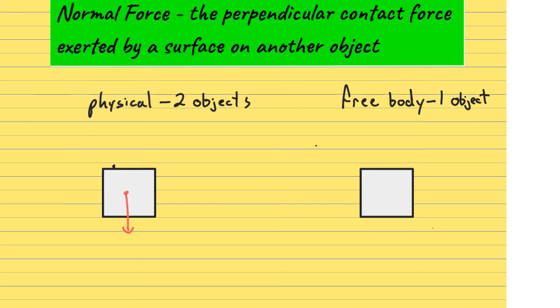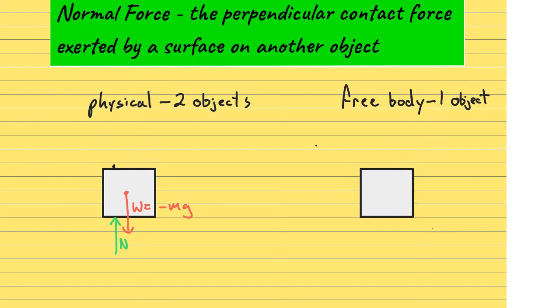And since that's going downward, to do it really correctly, we have to say that's a negative mg, negative mass times the acceleration of gravity, because it's going downwards. And then we have the normal force here, that surface, that perpendicular contact force, which is pushing up against the block with an equal amount of force.